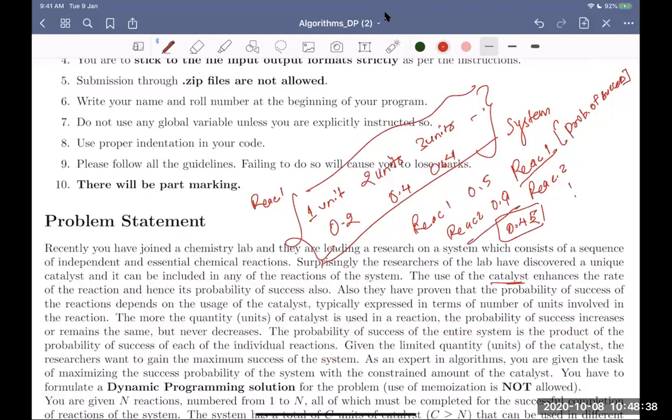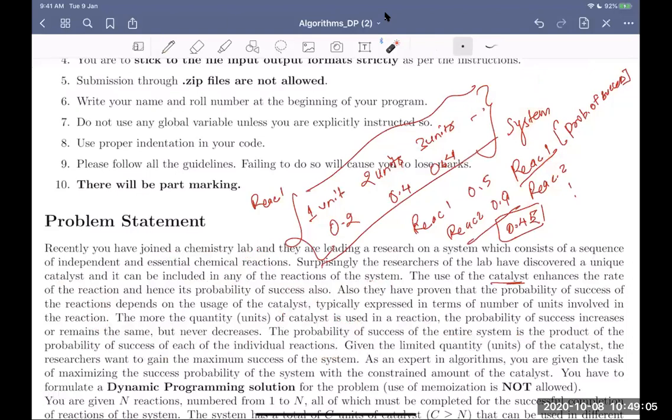So now you can say, okay, that is fine. Because it's non-decreasing, I can just find out what is the maximum number of units I am allowed to use for a reaction, because that will give me the maximum probability. Use that for all the reactions. And that should maximize the probability of success for the system. That looks trivial. But now there is a constraint, there is an optimization problem.